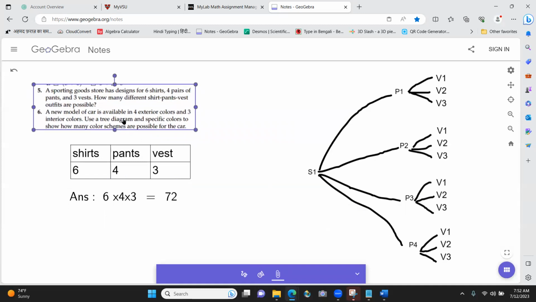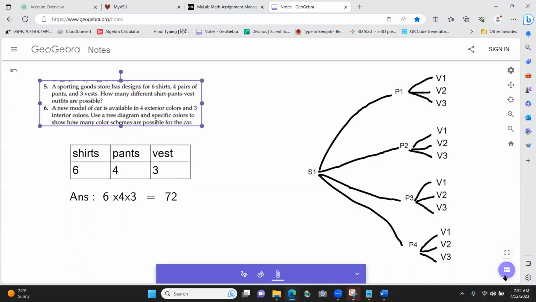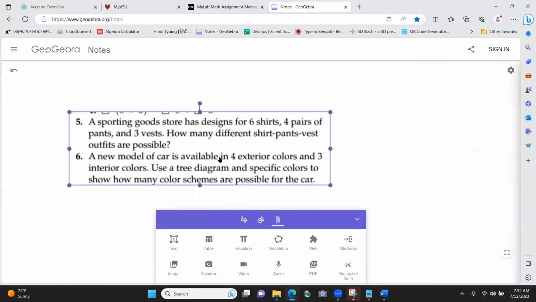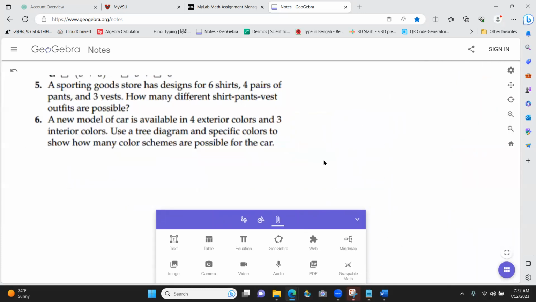Let's try the other one. Okay, this one. Let me take it to the next slide. I'm going to do the next one. Now, I'm not going to draw a tree diagram for this one, but what we are doing is really based on tree diagram. A new model of car is available in 4 exterior colors and 3 interior colors. Okay, so you can draw the tree diagram like I did. That's fine. Or you can simply say each exterior color will be paired up with 3 interior colors. 4 of them will be paired up with 3 times 4, 12. So you could just do it like this. It's an alternate, and feel free to draw it.